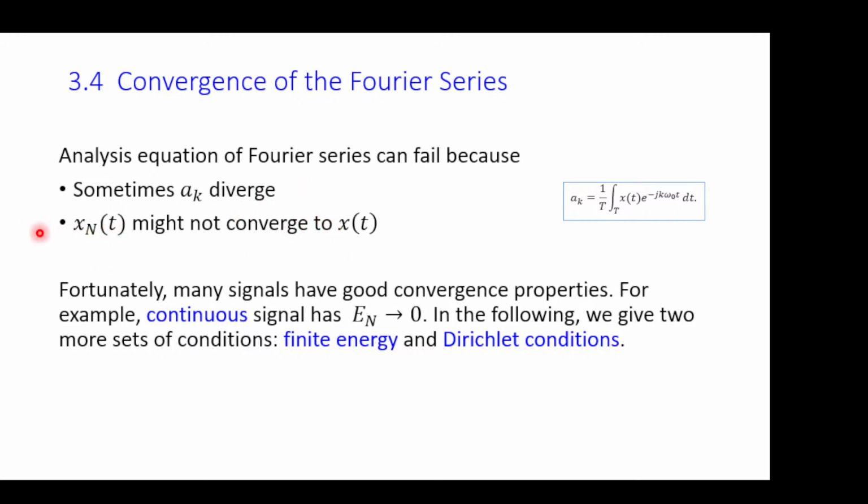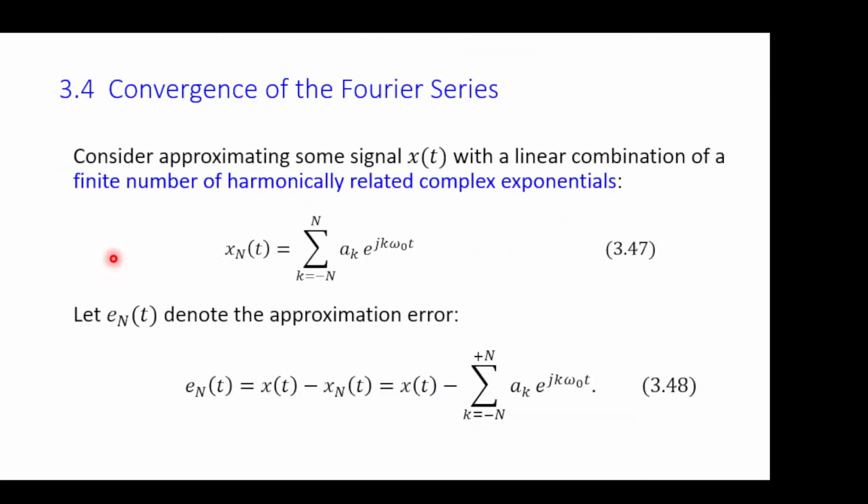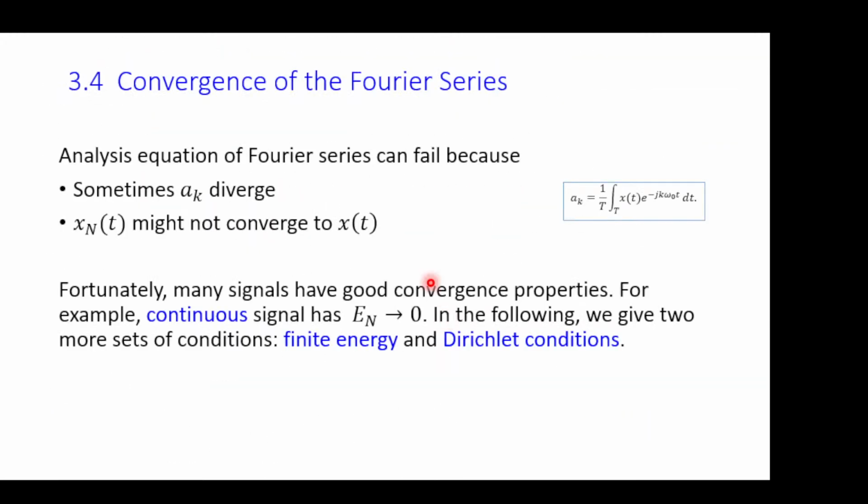Another bad case is that even if you have a_k, this summation of a series might not converge. Remember, we have this summation, k from minus infinity to plus infinity, so we are summing over more and more terms. If the tailing terms are not getting smaller, or maybe they are just not getting smaller fast enough, the sum over infinite terms can just blow up. So there are many ways that this thing can be non-converged.